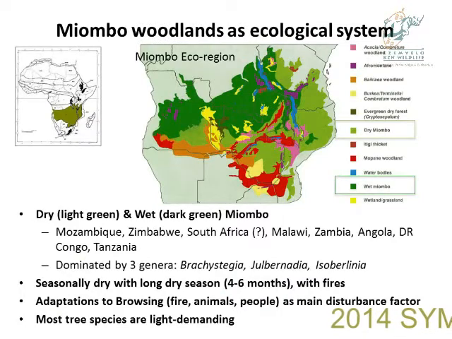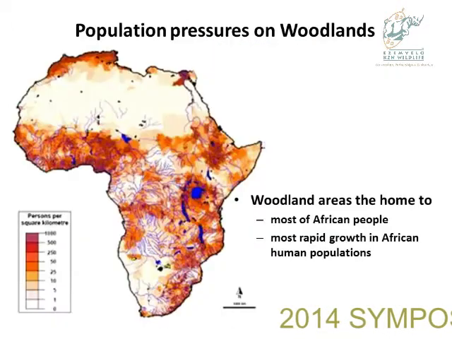That's a Miombo woodland. The dark green is the wetter Miombo woodland, the light green is the drier Miombo woodland. You can see it covers a wide area, has a wide range of southern Africa. The important thing is it's seasonally dry with long dry seasons, so we have fires. We have adaptations to browsing, and I include fire as a non-selective browser as a main disturbance factor. And then most species are light demanding, and that's what people often don't think about. And that's really important to think about that.